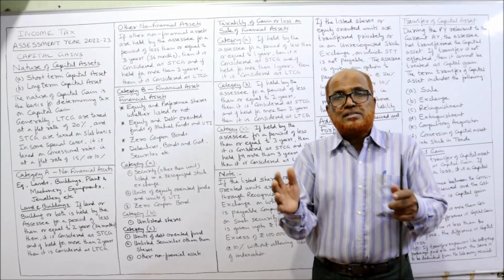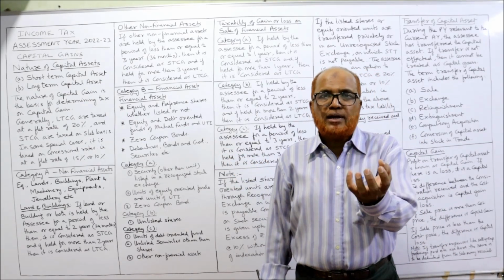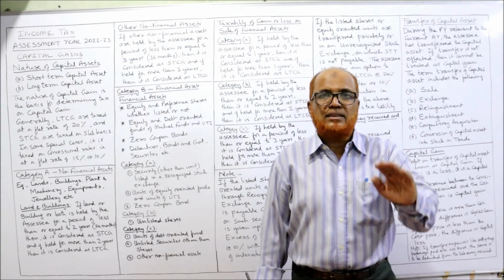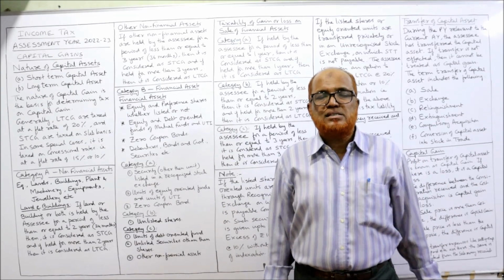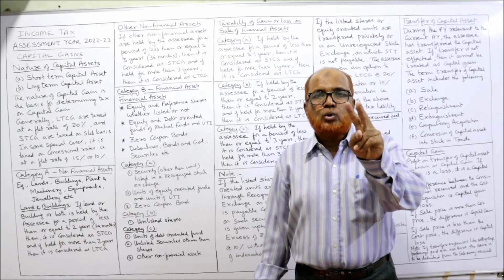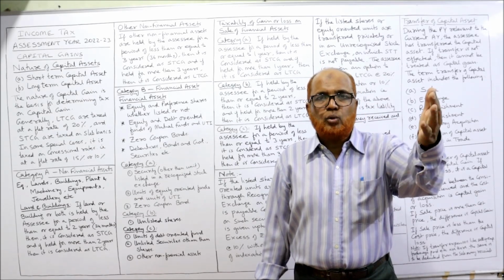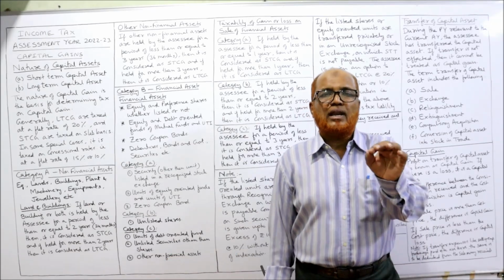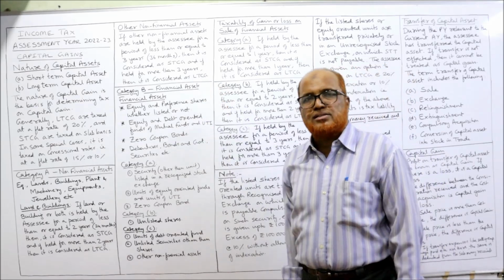Suppose a person purchases land, building, etc. and holds it for more than 2 years and then sells it, it's a long-term capital asset. The gain arising is long-term capital gain. So the deciding factor: 2 years or less, it is short-term. More than 2 years, it is long-term for land and building. That's it.